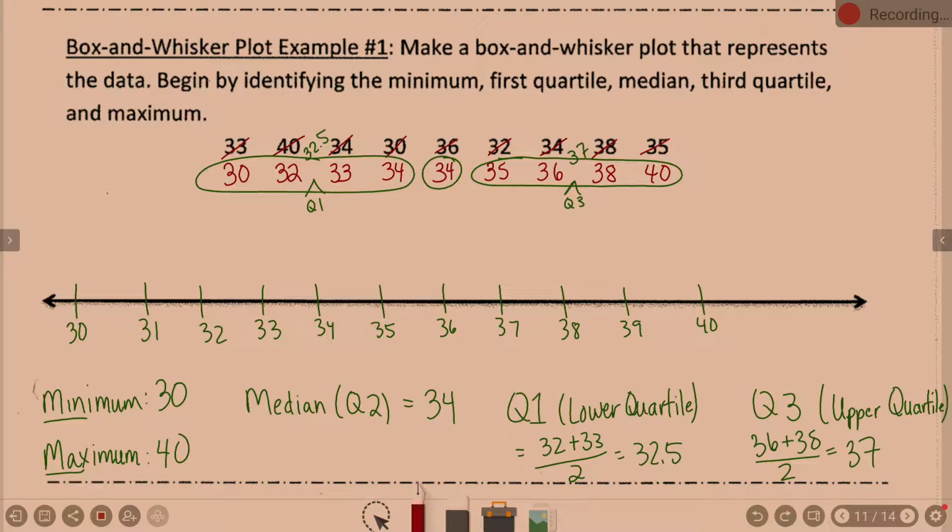So basically, for each of our 5 pieces of data we found, I'm going to put a dot. I'm not going to put it on the number line. We're going to do it above. We usually make the box and whisker plot above or below the number line. I'm going to put a dot at 30, a dot at 40, a dot at 34, 32.5, and 37.